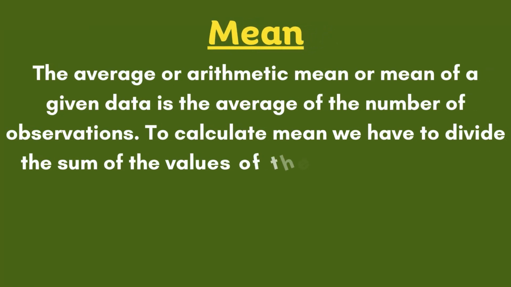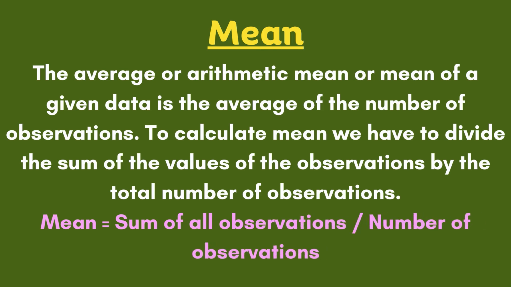So first, mean. The average or arithmetic mean or mean, that means mean can also be called as average, arithmetic mean or mean of a given data. So for a given data, mean is what? The average of the number of observations. It is the average of the data. So to calculate mean, we have to divide sum of the values of the observations by total number of observations. That means if a data is given, we should add all the observations. Then if we divide with number of observations, we get value of mean.